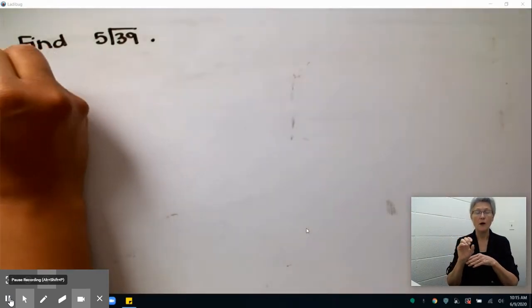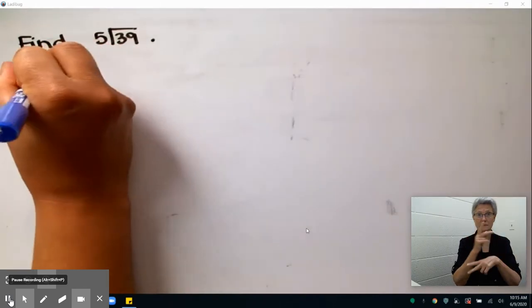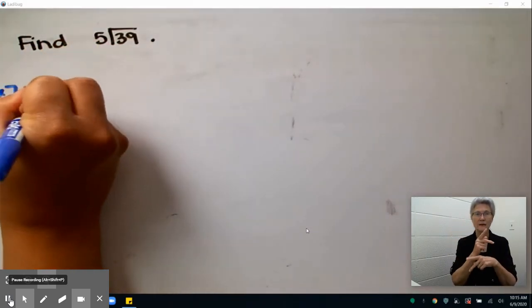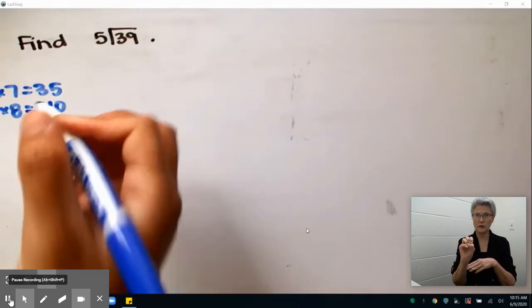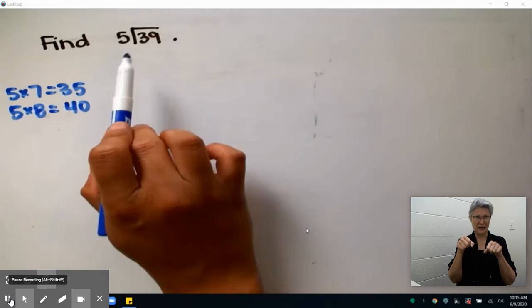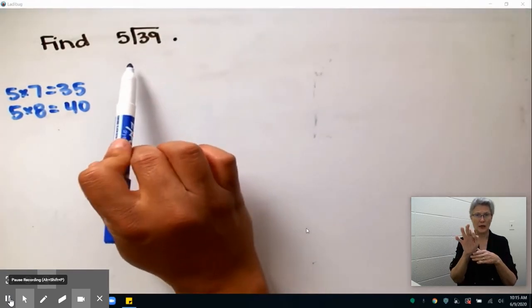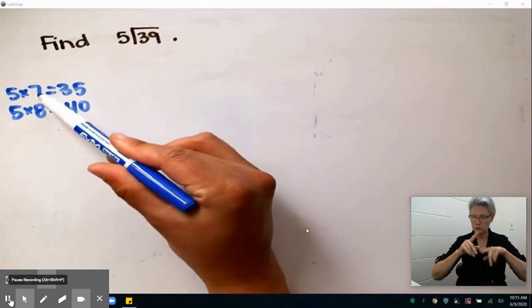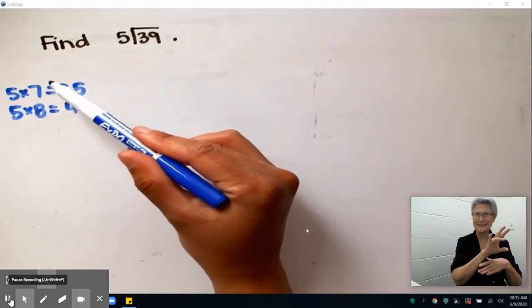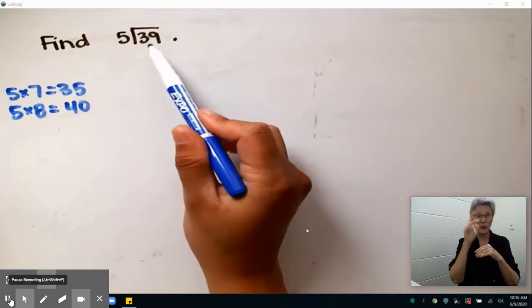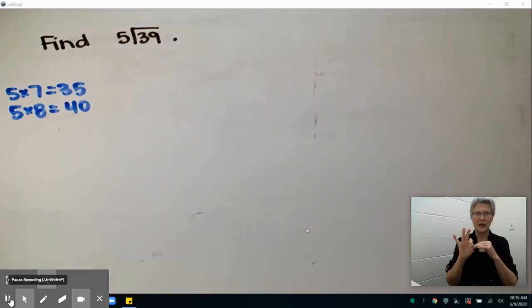So we know that 5 times 7 is 35, and 5 times 8 is 40. These multiples of 5 are as close as we can get to 39 as possible. So we know that our quotient is going to be between 7 and 8. It's going to be at least 7 and probably more than 7 because we know that 35 is less than 39. So let's start this problem by drawing a picture.